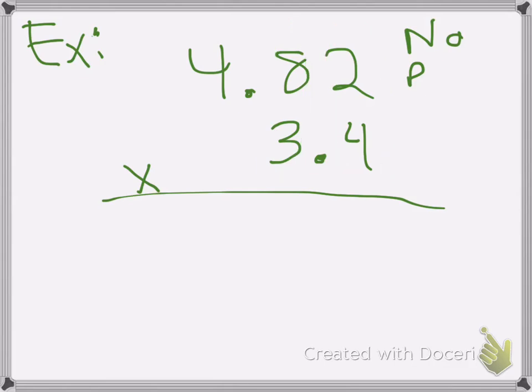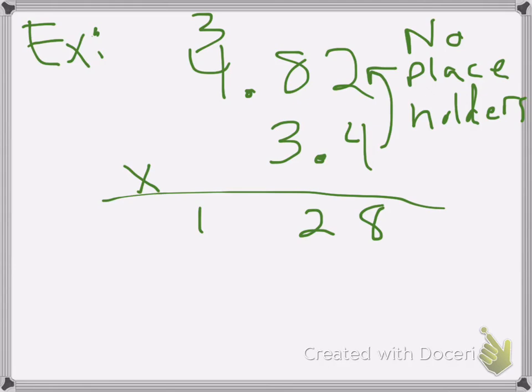So if we continue, remember no placeholders. If you look in our multiplication, we didn't put any placeholders. If we would have lined up our decimals, you would have thought, oh, I need to put a placeholder. But when we multiply, we don't need any placeholders in our question. Then we do step 2. Step 2 is to solve.